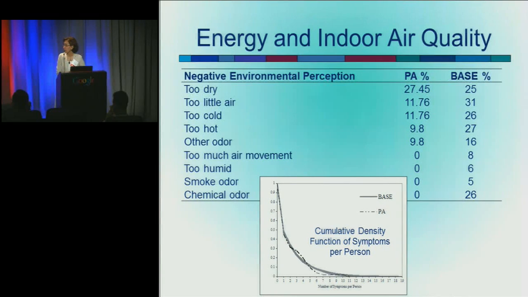But look at the diagram here. This is a very interesting diagram: the cumulative density function of symptoms per person. The list of items that we were looking at really included health outcomes, such as respiratory health, cardiovascular health, and much more detailed questions that I don't need to go into right now. We found that the cumulative density function for that particular building versus the 100 average buildings was actually the same. So occupants were not really doing better. They were just feeling better in that particular building.